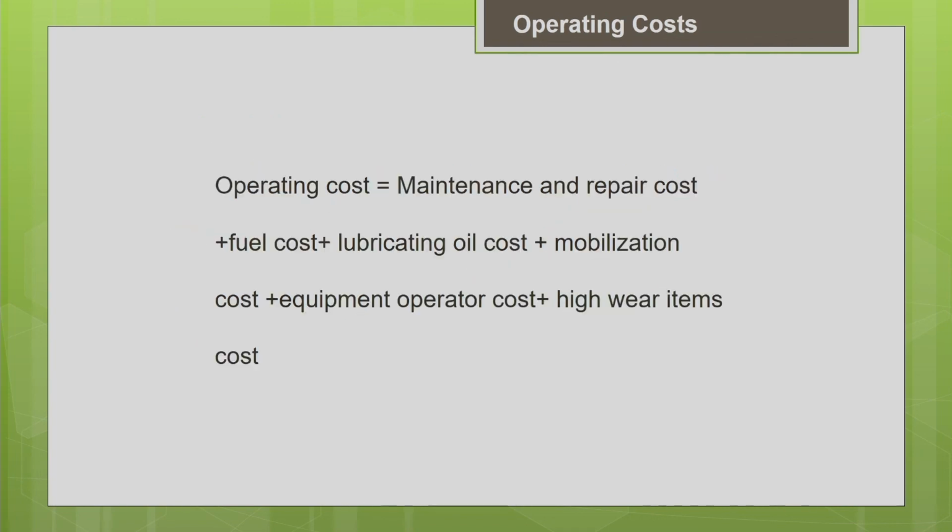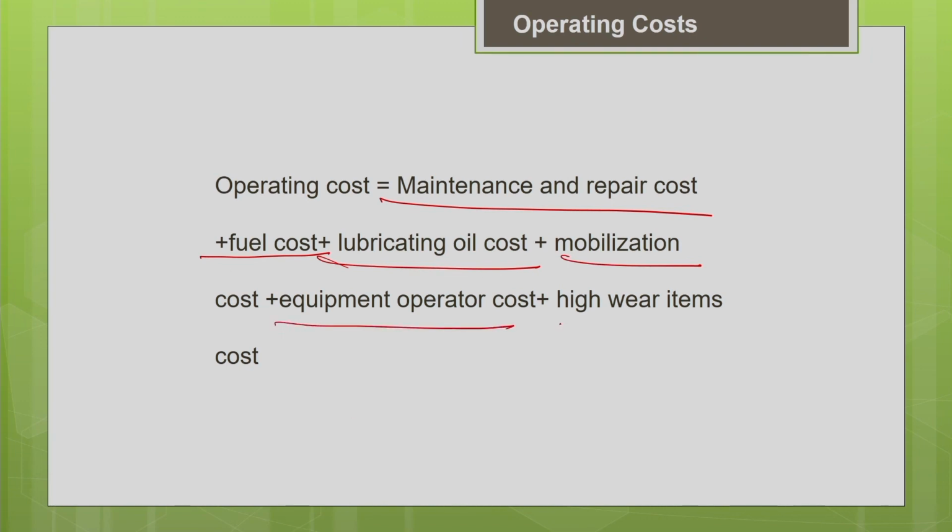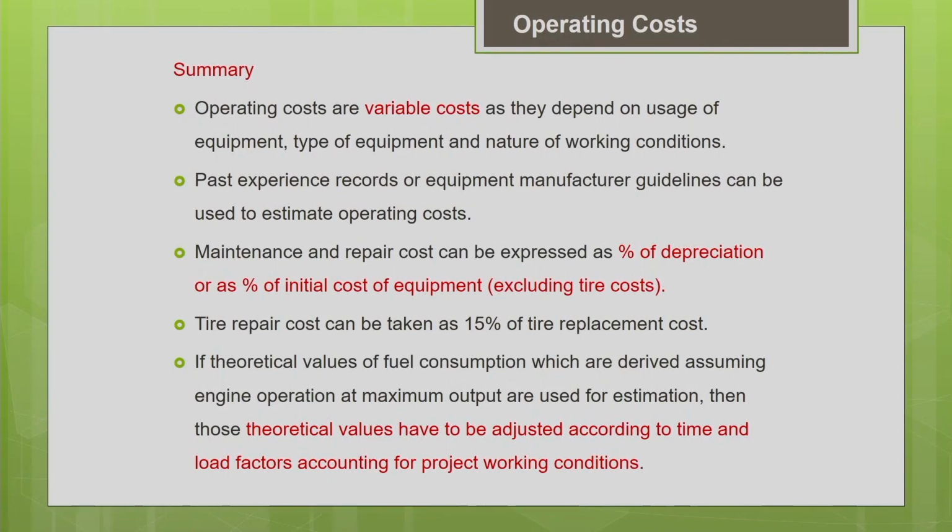So what are all the components we have discussed so far under the operating cost? Let us summarize. Maintenance and repair cost, your fuel cost, lubricating oil cost, all these are consumables, the mobilization cost, equipment operator cost, and the cost of special items or high wear items. So all these things make up the operating cost of the machine. With this we are coming towards the end of lecture 4.